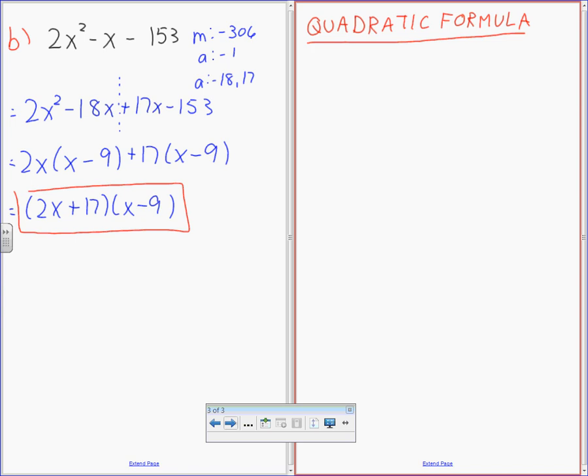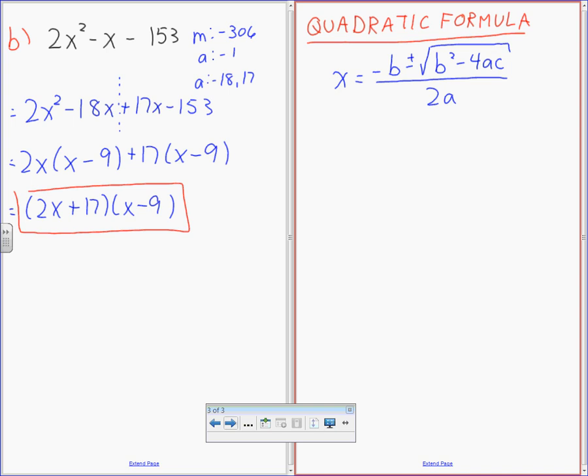Okay. I'm going to pick on someone at random. Liam, can you recite the quadratic formula for me, please? Negative b plus or minus the square root of b squared minus 4ac, all over 2a. Good. Okay, so sorry, Liam, and I'll stop picking on you now, I promise.